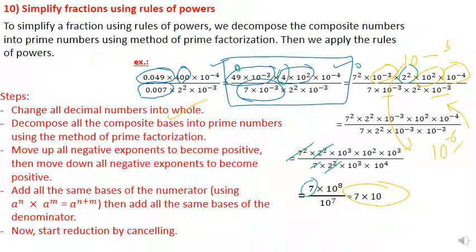Change all decimals into whole numbers, then decompose all the bases into prime numbers using prime factorization. Move all the negative exponents to become positive, whether you move them upward or downward. And then you should use this rule, and then reduction by cancelling.